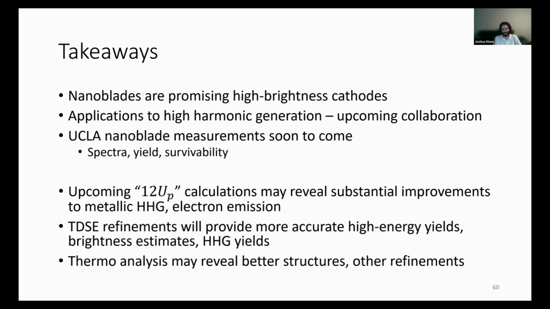So some quick takeaways. Nanoblades seem to be promising high brightness cathodes with applications in high harmonic generation, even though I didn't mention that too much here. And I'm hoping we'll have some nanoblade measurements soon with spectra, yield, and survivability once the experiment actually moves to where the laser is. And so these upcoming calculations will help us to improve these systems further.